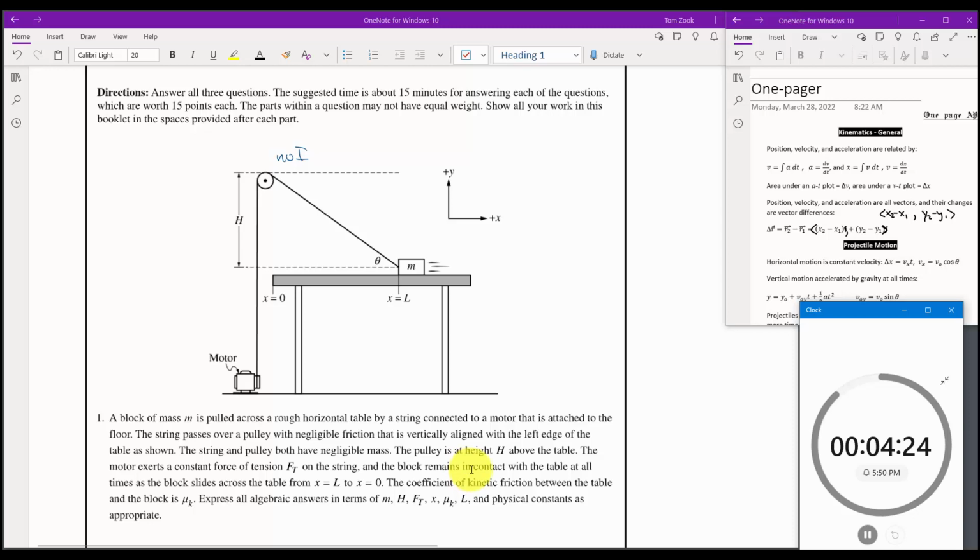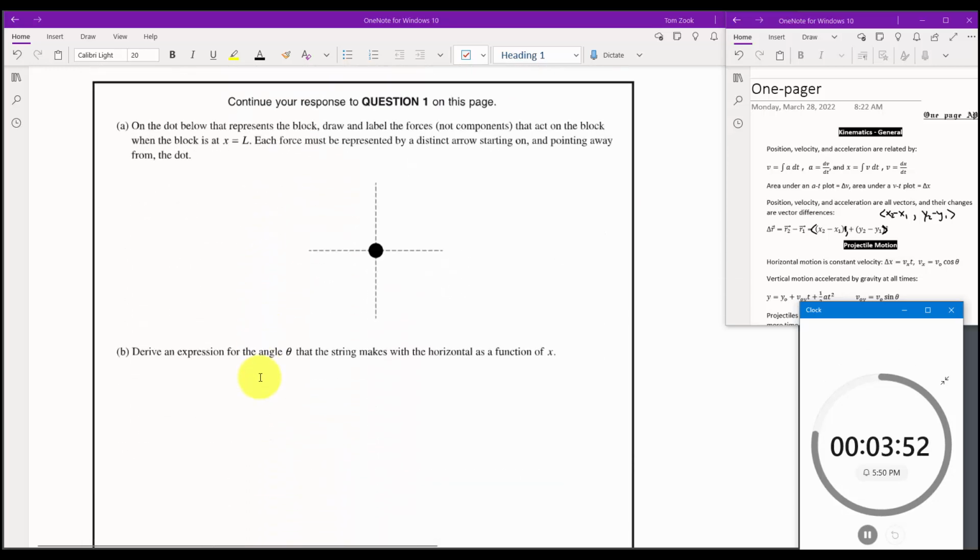The pulley is at height h above the table, and the motor exerts a constant force of tension Ft. The block remains in contact with the table at all times. That's interesting, even when it gets to here, it doesn't get picked up. Okie dokie. As the block slides across the table from L to 0, the coefficient of kinetic friction between the table and the block is mu k. Express all answers in terms of this stuff. So it's being pulled along by a string that's connected to a motor. All right, no question. Spent over a minute just trying to read it.